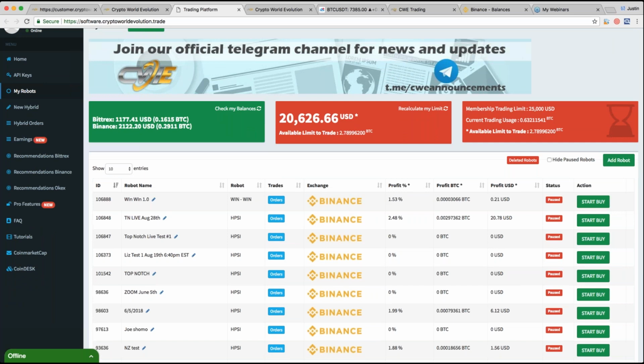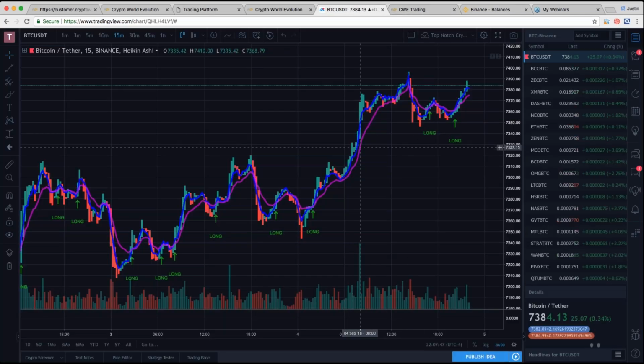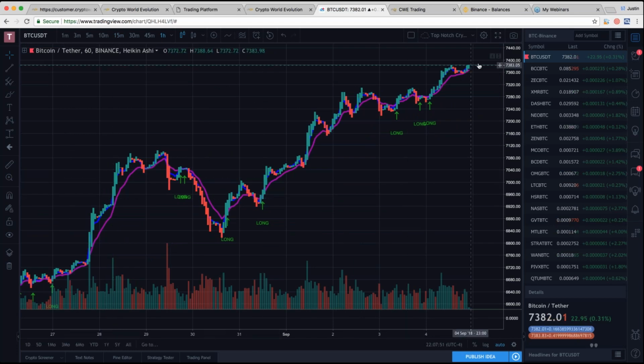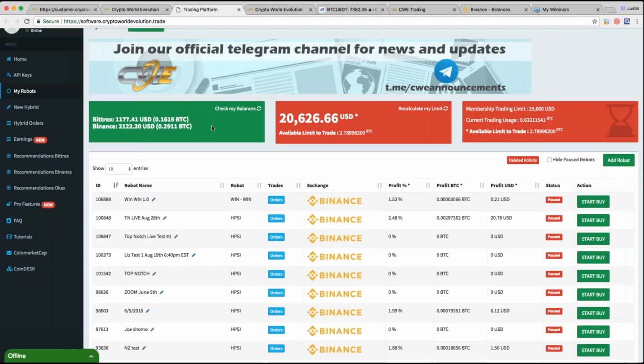But when we get on this bull run, which I think is starting right now, we can all see Bitcoin cranking. You can see it's moving on an uptrend. If we go to the 1 hour, you can see this is flying on that uptrend. It's going pretty darn good. 7,300, it was just at 7,400. So I personally, and now there's no guarantees, I would start an HPSI bot with the 15 coins.